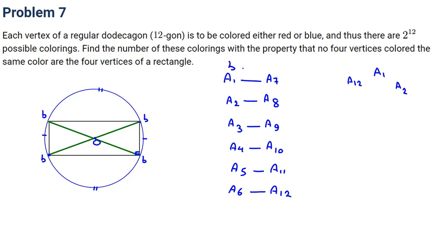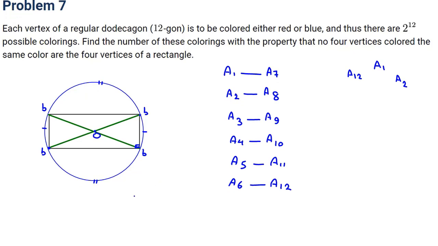We shouldn't have, for example, blue, blue, and blue, blue again, because then we have rectangles. So let's analyze: how many diameters are there? Six diameters. Let's consider different cases. If we don't have any diameter with the same color, then for each diameter the first one is X and the next one is Y. So for each of them, it is RB or BR. So it will be 2 to the 6, which is 64.